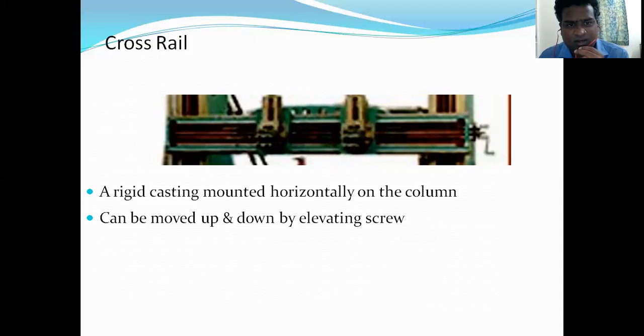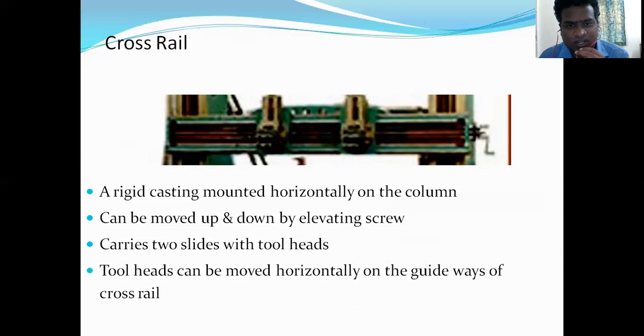It is a rigid casting in a horizontal position, and it carries two slides with tool heads. The cross rail carries the two slides with tool heads. Tool heads can be moved horizontally on the guideways of the cross rail. These tool heads move horizontally on these cross slides.